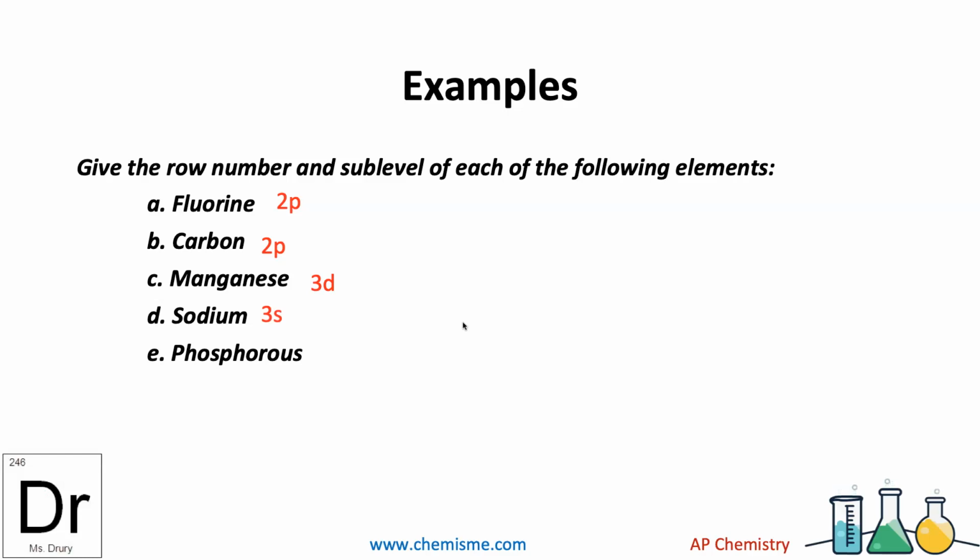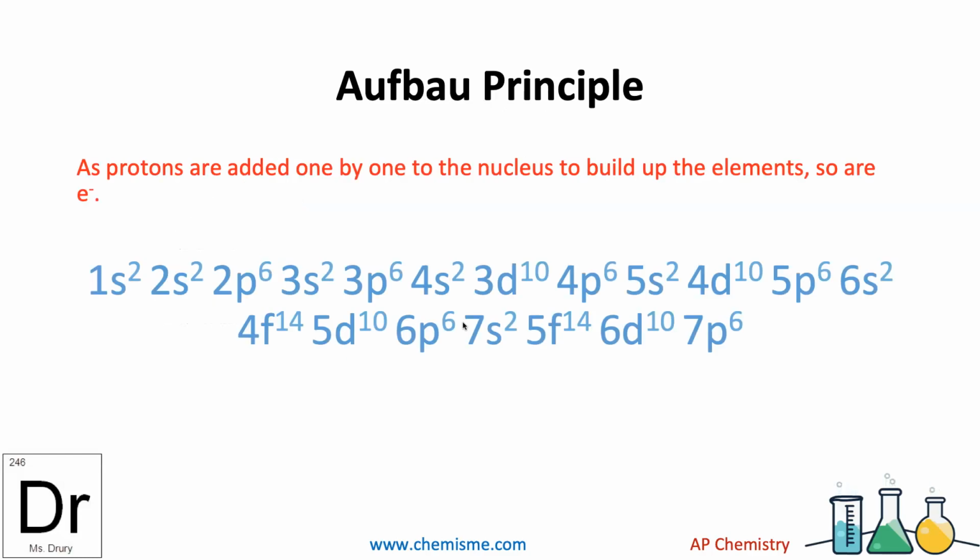Sodium is in the 3rd level in the S block, and phosphorus is in the 3rd level in the P block. So generally what we're saying is, if you're not really sure what you're doing, maybe you write down this order. This is the order in which we fill electron energy levels or sublevels. As protons are added one by one to the nucleus, following the Aufbau principle to build up the elements, so are the electrons. So what we're saying is, hydrogen has an electron in the first row, S block, first electron, 1s1. Helium has that electron plus another, so it's still the first area in the S block, but it's the second element in that block. That block is ended, so we go to the next block.